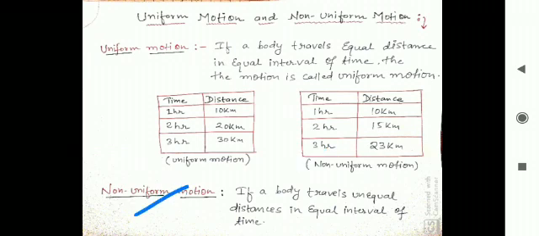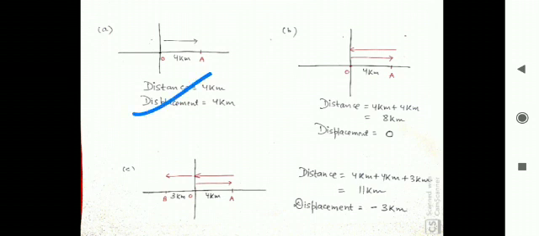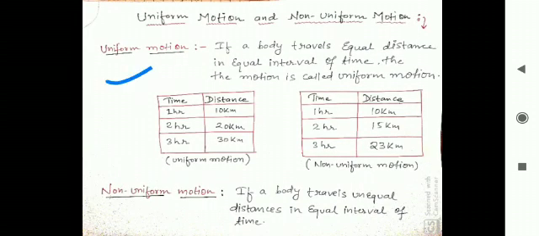So students, this is about today's lesson. In today's lesson we have completed the difference between distance and displacement, and then how we can say that the distance or the displacement can be 0, can be positive, or can be negative, and lastly what is the meaning of uniform motion and non-uniform motion.